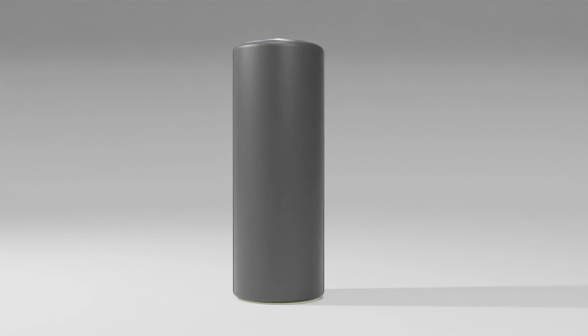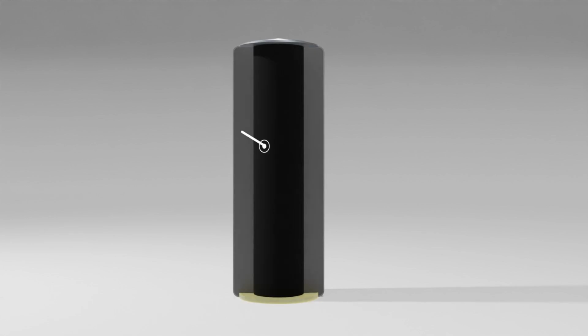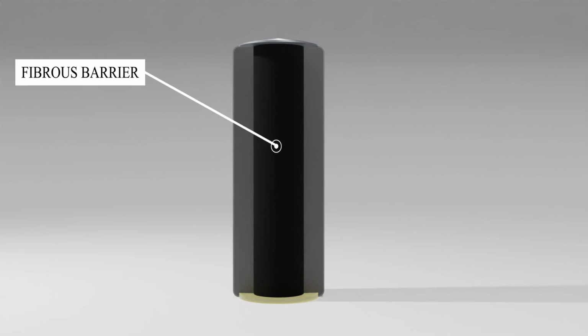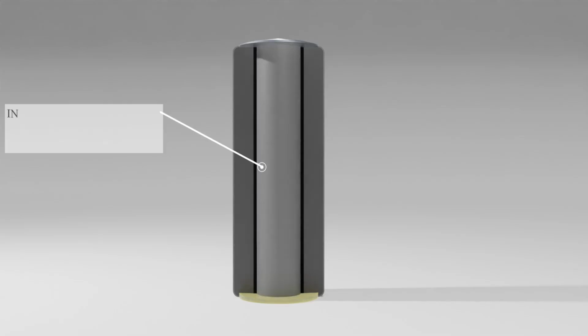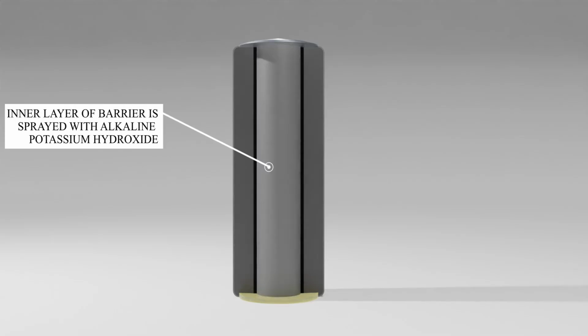Now, under the cathode layer, there is a fibrous barrier that prevents direct contact between the cathode and anode, which helps the battery last longer when not in use. The barrier has microscopic holes that allow the ions to pass through it. An alkaline electrolyte of potassium hydroxide is sprayed onto the barrier, which is absorbed by the cathode material.